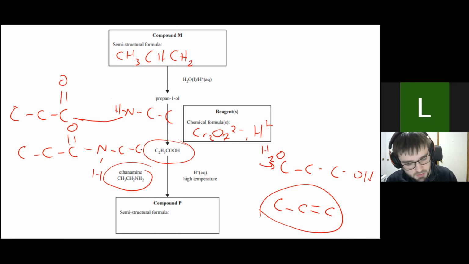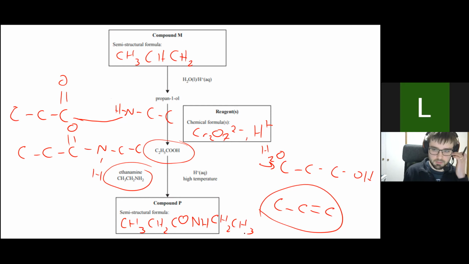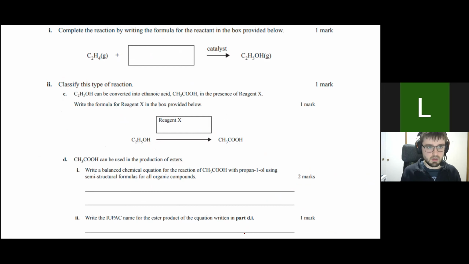And going from left to right, we need semi-structural: CH3, CH2, CO, NH, CH2, CH3. And that's our amide. All right. Close to done. So complete this reaction at the top. We're going from ethene to ethanol.